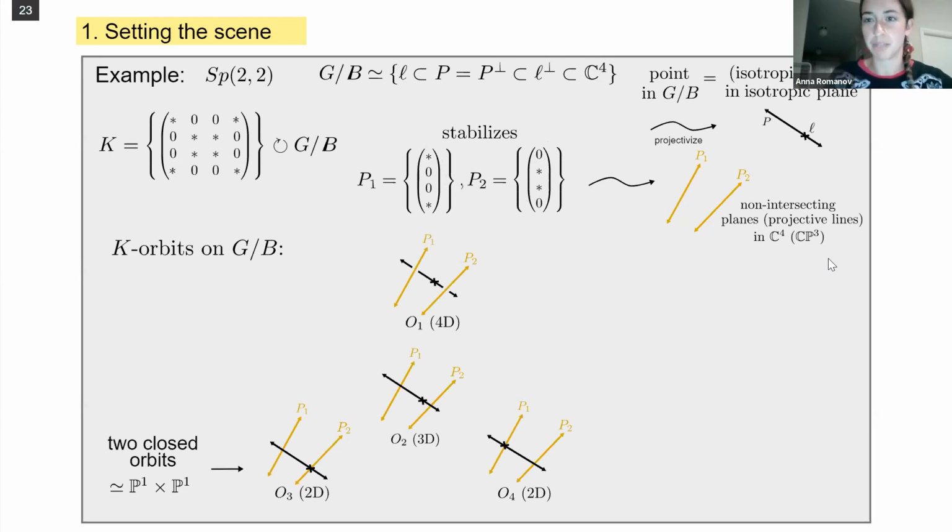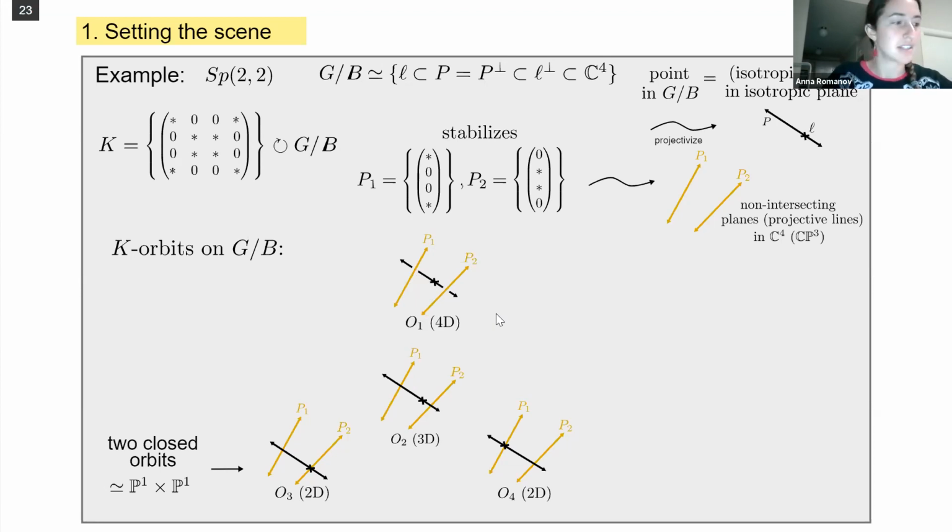And now to visualize what the possible orbits are, we can think about options of how our flag could possibly intersect these two lines. So the first option, the generic option, is that our isotropic line doesn't intersect either of these other two lines at all. And so this is maybe a little bit hard to see, but there should be a gap between the black line and the yellow lines here. And this is the open orbit. This is the most generic situation.